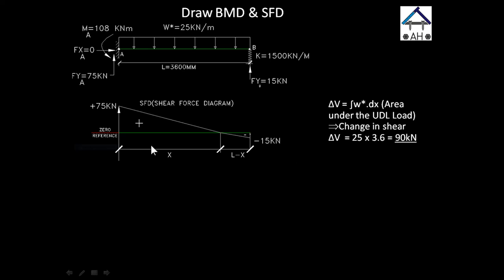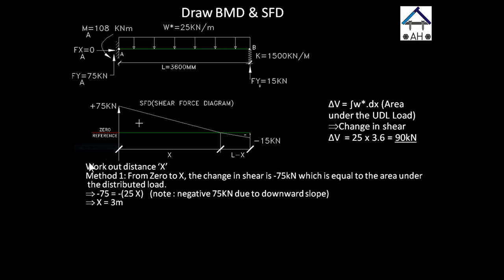Now it's time to work out the value of x, to determine the area of the shear force triangle. And why is that important? Because we know that the change in moment is the area under the shear force diagram. So to draw the moment diagram, we need to first work out the area of the shear force diagram. There are two ways to work out the distance x, and you may choose any method you're comfortable with. I will go through both of them.